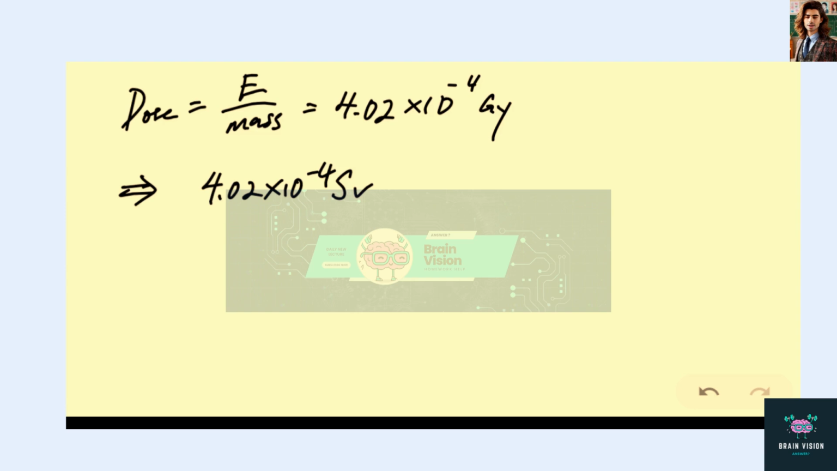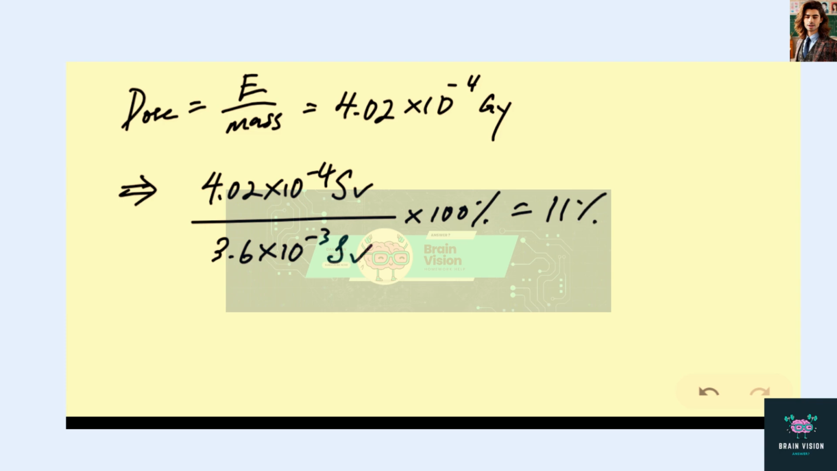Now comparing it with the background rate, the background rate we are given is 3.6 millisieverts. So we divide this by 3.6 millisieverts. So there's 10 to the power minus 3 sieverts in a year. Multiply that by 100%, and we see that actually takes up about 11% of our background rate, which is not the most significant portion, but it is kind of a significant amount compared to the background.